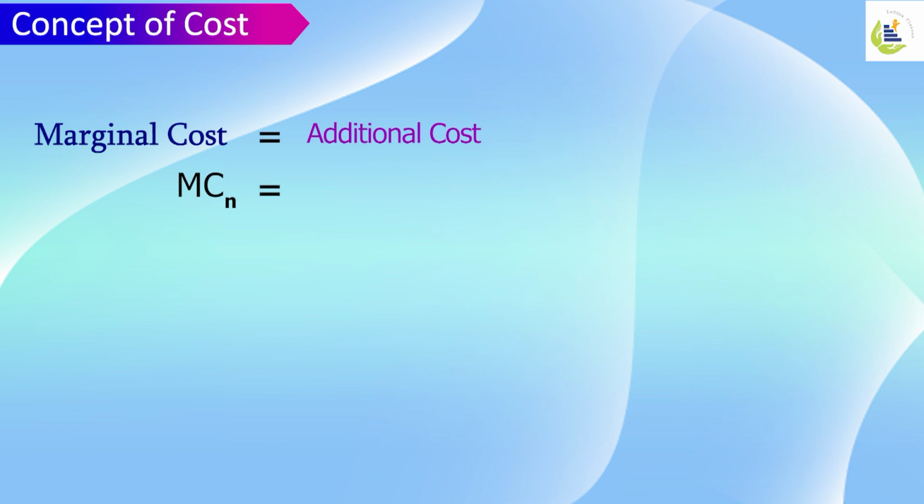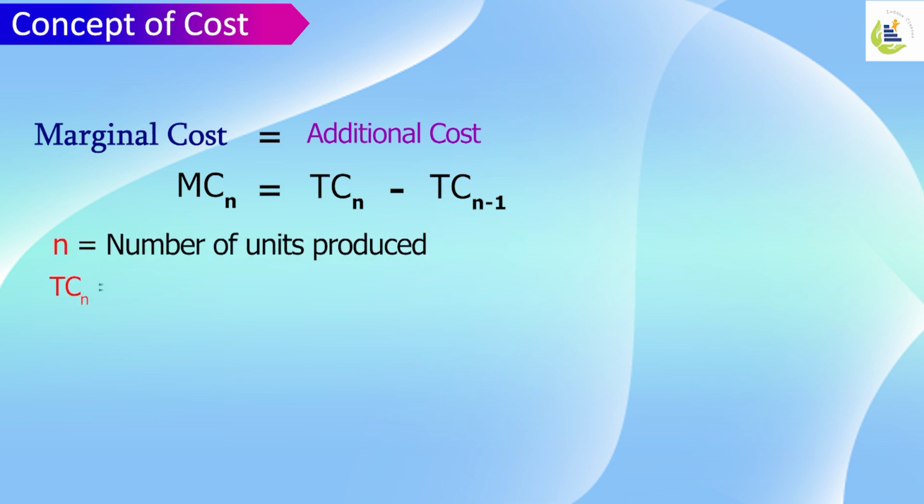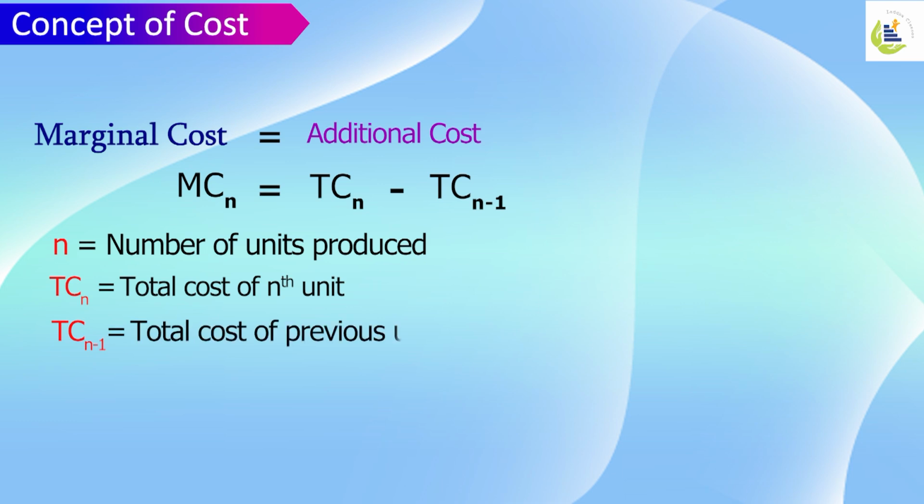My marginal cost is total cost for n units minus total cost for n minus 1 units. N represents number of units, T represents total cost. So Tn will be total cost of production for n units, and Tn-1 is total cost of production for n minus 1 units. And my marginal cost MC will be Tn minus Tn-1.